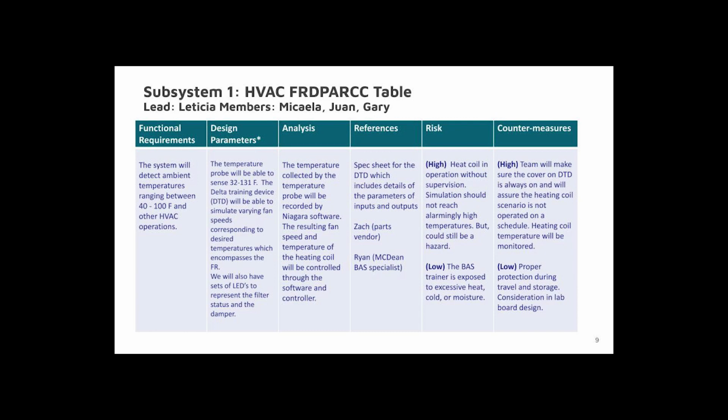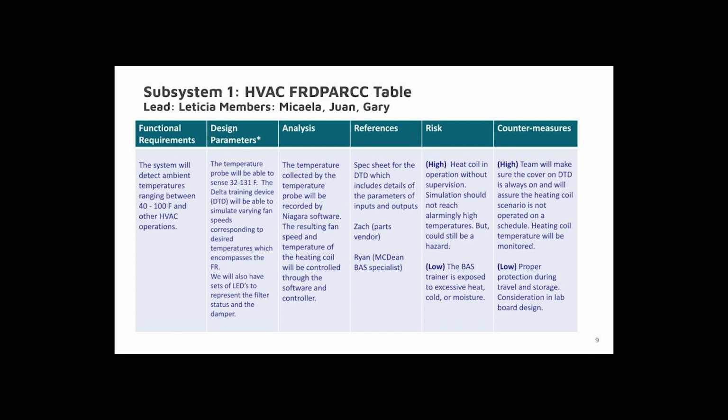For the HVAC system, in order to cover some of the functional requirements, our design parameters would be that the temperature probe would be able to detect temperatures between 32 and 131 Fahrenheit, and the DTD will be able to simulate varying fan speeds corresponding to desired temperatures, which will encompass our FRs. We will also have LED lights to represent the filter status and damper. In order to analyze the system, the temperature collected by the temperature probe will be recorded by the software, and the resulting fan speed and temperature of the heating coil will be controlled through that said software.